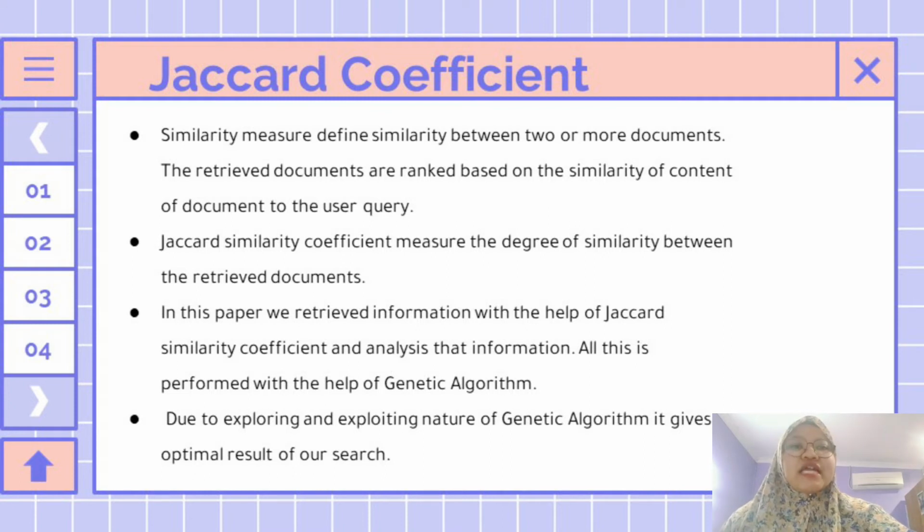Jaccard qualification. A similarity measure defines similarity between two or more documents. The retrieved documents are ranked based on the similarity of the content of the document to the user query. Jaccard similarity qualification measures the degree of similarity between the retrieved documents. In the paper, we are retrieving information with the help of Jaccard similarity qualification and analyzing the information. All the performance will be optimized with the help of a genetic algorithm. Due to the exploring and exploiting nature of the genetic algorithm, it gives an optimal result for our research.